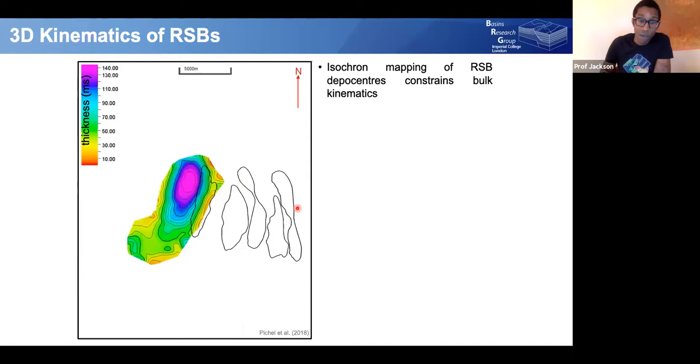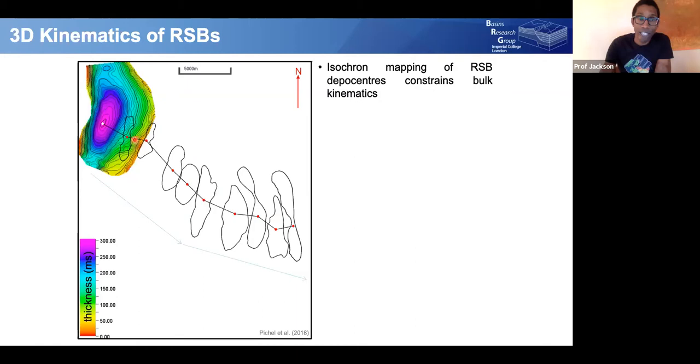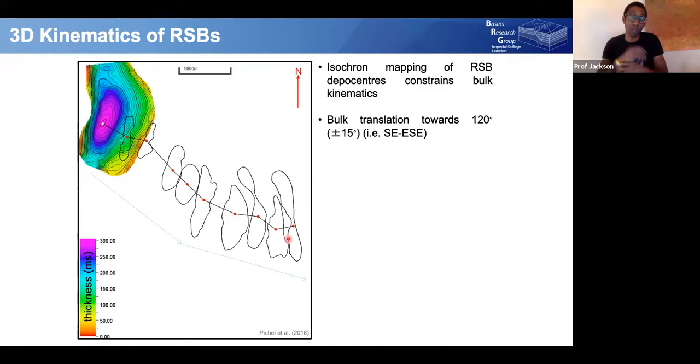Another one, another one. So we can actually stack these all the way back to this position. So this actually defines the trajectory of travel of the ramp syncline basins through time, and therefore of the salt. And we see overall translation towards around 120, towards the east-southeast or southeast in through here. And that's consistent with the overall base salt dip in the Sao Paulo Plateau.